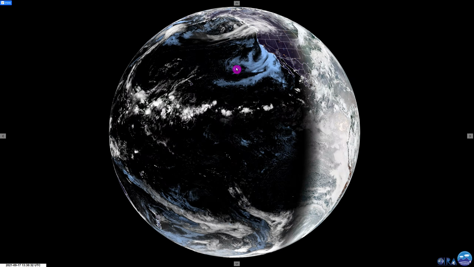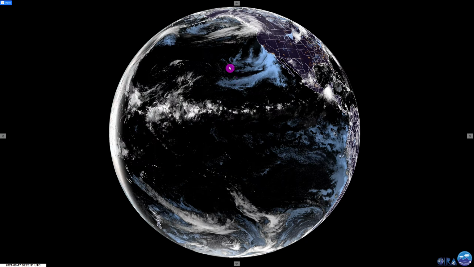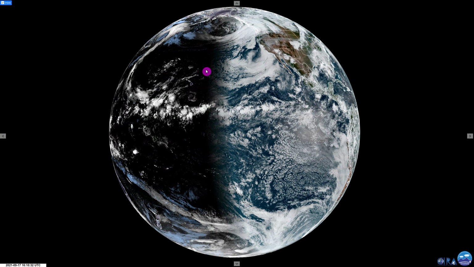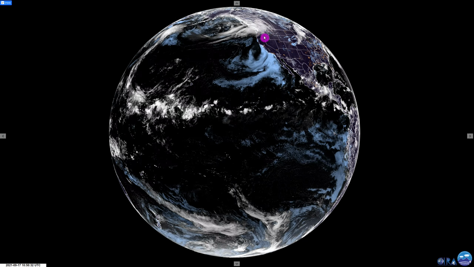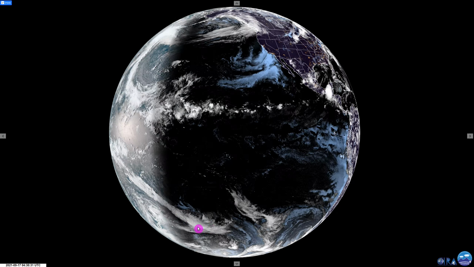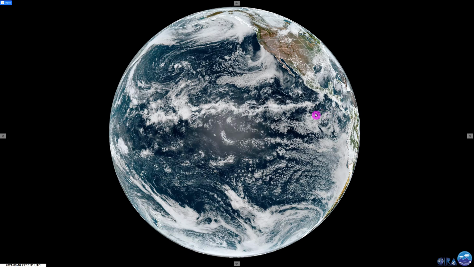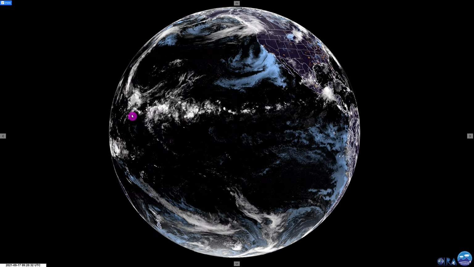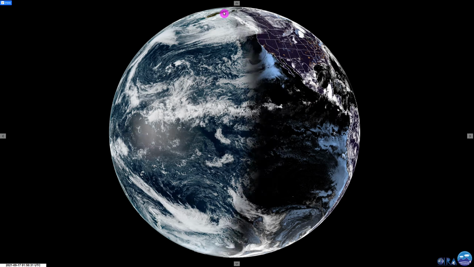That air sinks in the tropics, and some of that air flows back, making the trade winds, flows back to the equator, and some of that air flows up towards the poles, where it creates the westerlies. So hopefully you can see in the mid-latitudes, the air is flowing from west to east. Along the equator, it's flowing from east to west. And the polar easterlies are weak and pathetic.